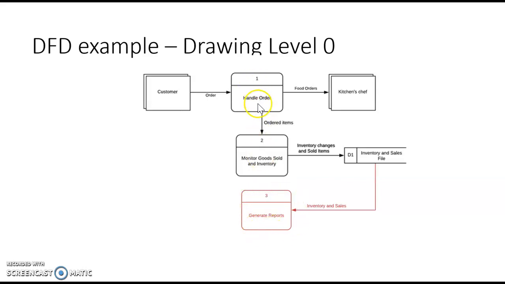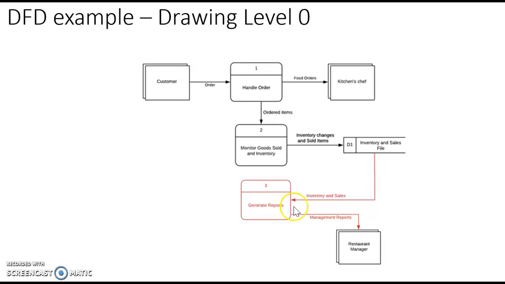The order should be according to how the events happen. 1, handle order. 2nd, monitor goods. And 3rd, generate report. I place a verb first and then a noun, generate report, because I need to know what to generate. And to generate reports, I need to get some information out from my data store about the inventory and the sales. This will be an input to this process, and as an output of the process, the reports will be sent to the restaurant manager.